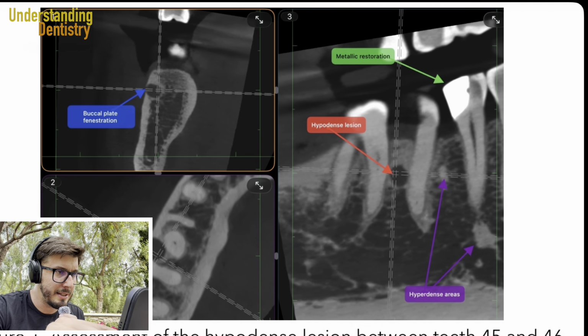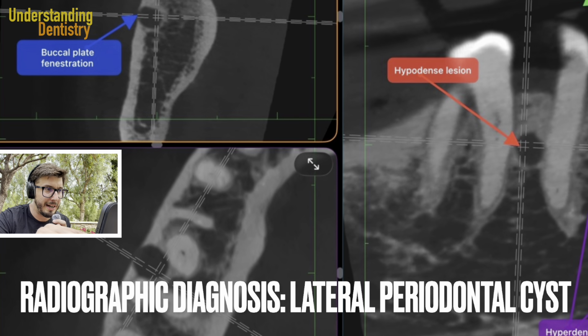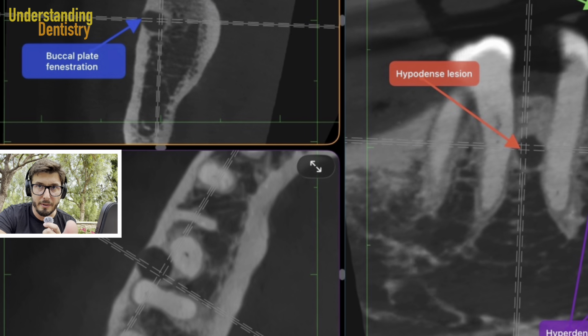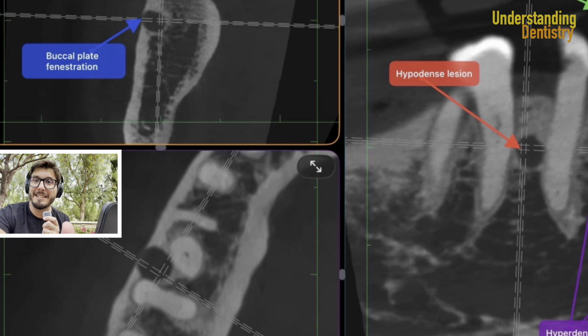So the lesion is suggestive of lateral periodontal cyst. Of course, that's the differential diagnosis of the lesion, and it's closer to the buccal plate, which is good to access this lesion after opening a flap.